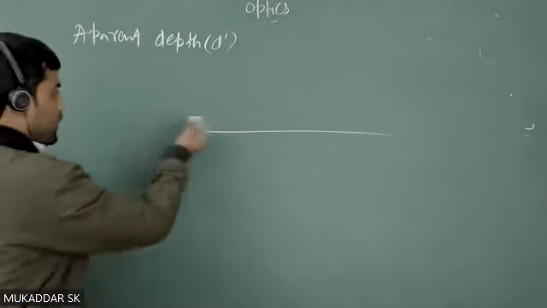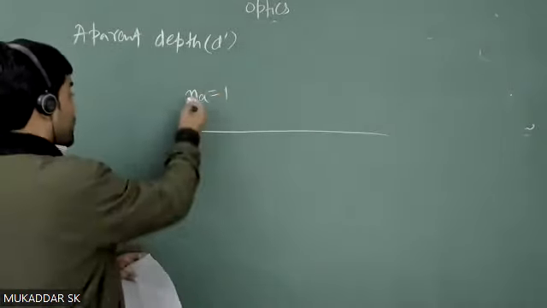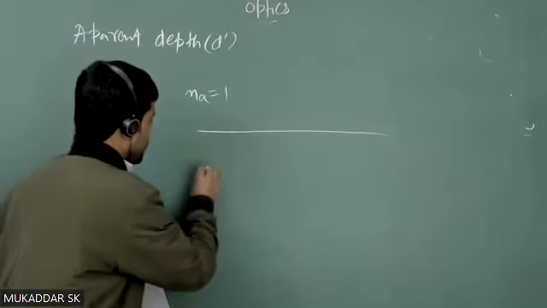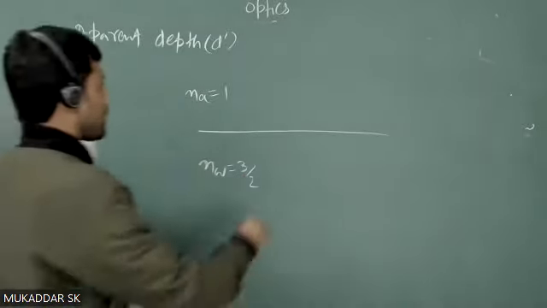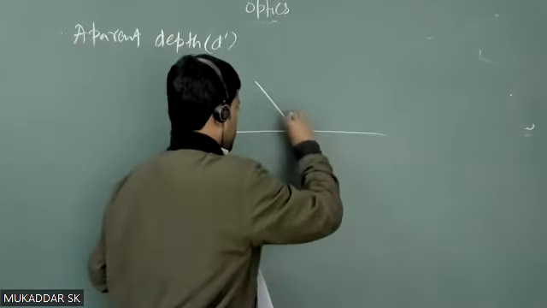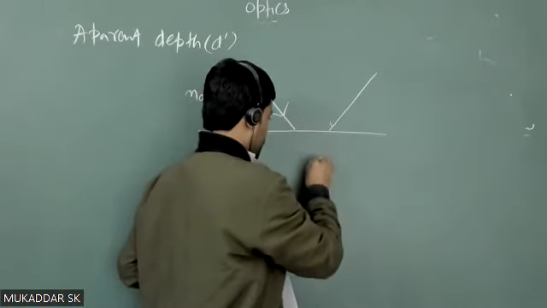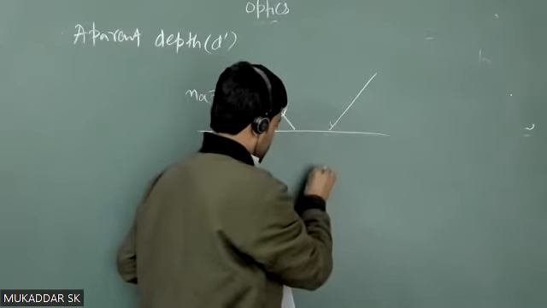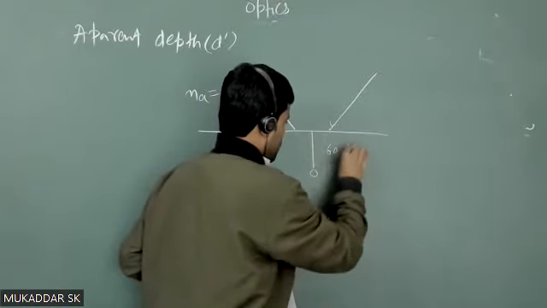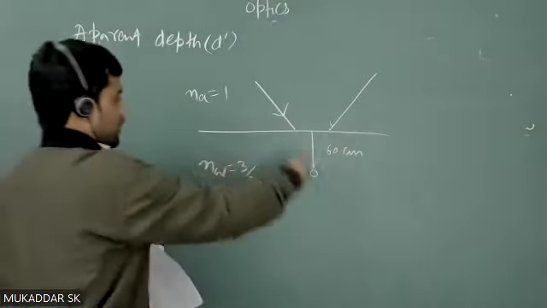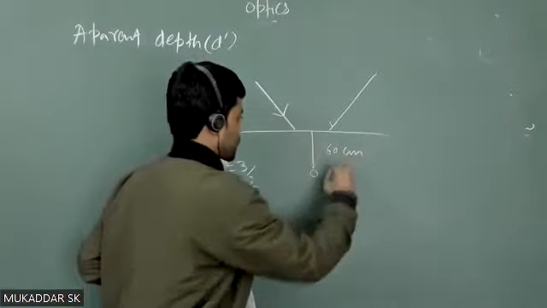Okay, so suppose this is the interface or surface. यहाँ पे आपका एयर है, इसका रिफ्रैक्टिव इंडेक्स ऑन है, and in the lower side you have water, and refractive index is 3/2. ठीक है, और आपका रे इस तरह से आ रहा है, and it is making a point object here at a depth of 60 centimeters.